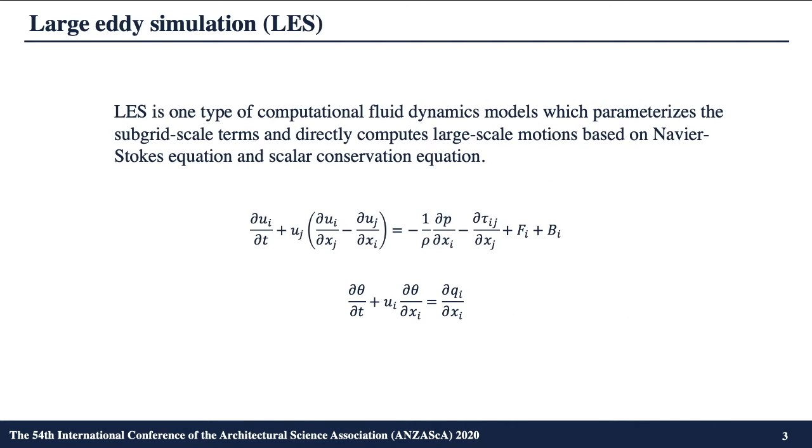And the model we use in this study is a turbulence resolving model called large eddy simulation. It directly computes large-scale motions and parameterizes the subgrid scale terms. And the governing Navier-Stokes equation for filtered quantity is shown here. All the terms are resolved filtered quantities like the velocity. And the tau is the deviatoric part of the subgrid stress tensor, and F is the body force applied to the domain, and B is the immersed boundary force representing the action of the obstacles on the fluid. And this is the scalar conservation equation. Theta represents resolved temperature, and Q is a subgrid scale heat flux.